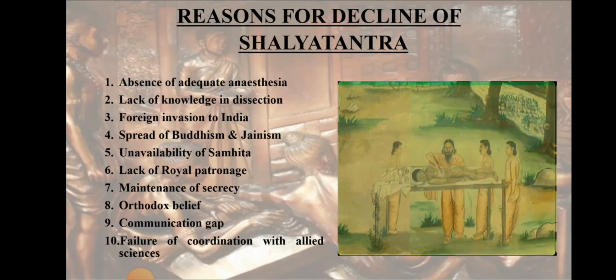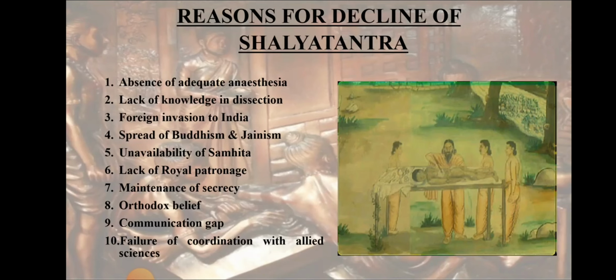Next is the foreign invasion to India. Different invasions were happening, and because of that, our freedom was lost, as well as cultural and intellectual heritage during that period. So what happened? The manuscripts and everything were lost during the invasions, and the invaders also promoted other systems of medicine. By that, the support to Ayurveda itself was reduced. That was the third reason. And next, the spread of Buddhism and Jainism.